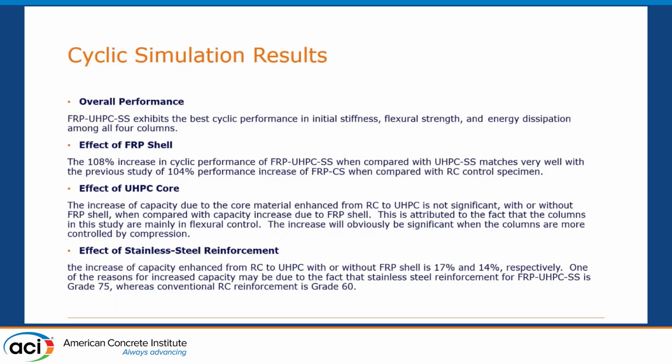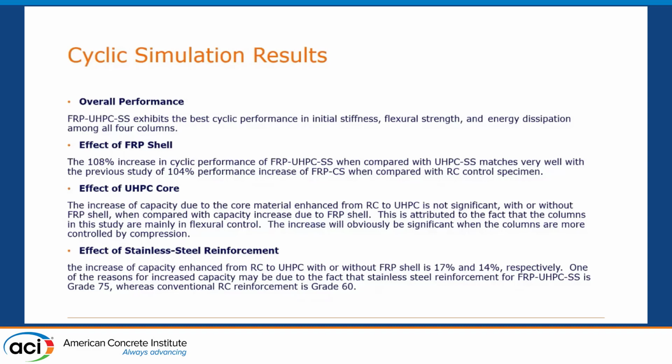Okay, so the results from the 4 subcyclic tests: the overall performance of the new configuration definitely has the best cyclic performance in initial stiffness, flexural strength, and energy dissipation among all 4 columns. And of course, the effect of including the FRP shell for both the UHPC specimens and the regular reinforced concrete specimens was superior, at 108% or 104%. At all times, it doubled the original performance.